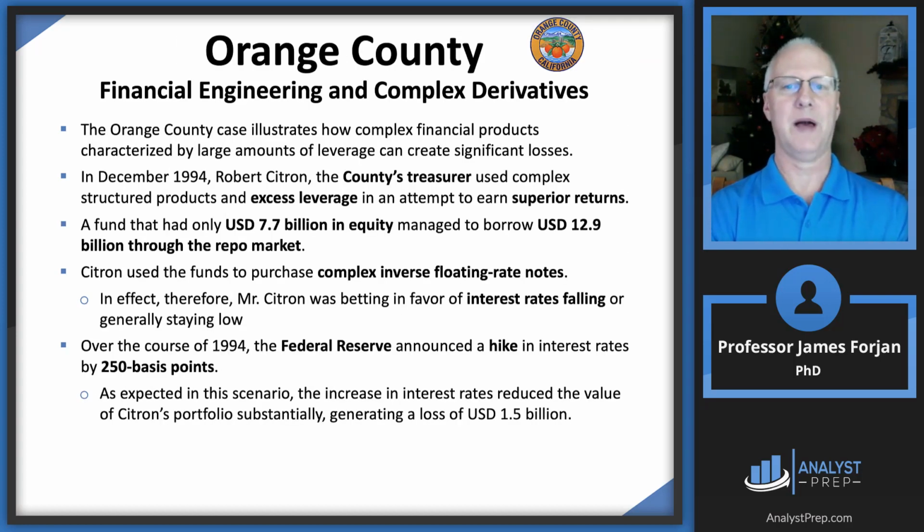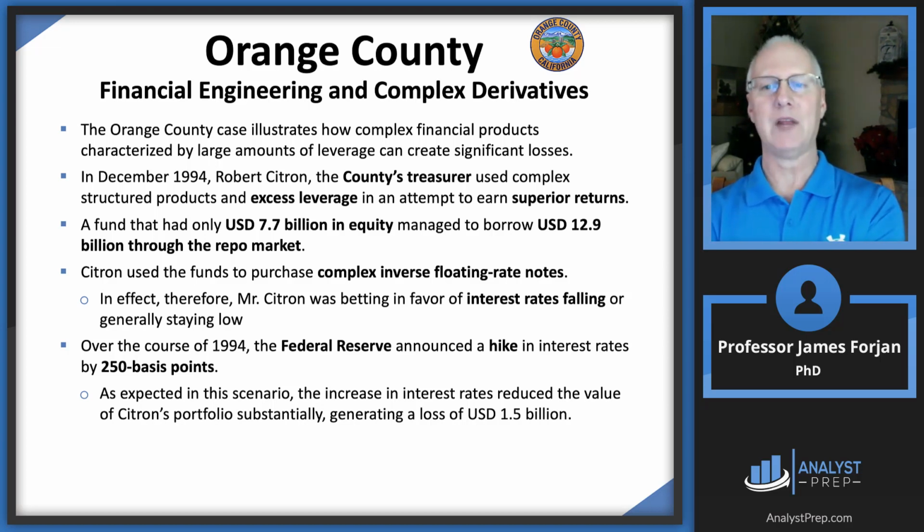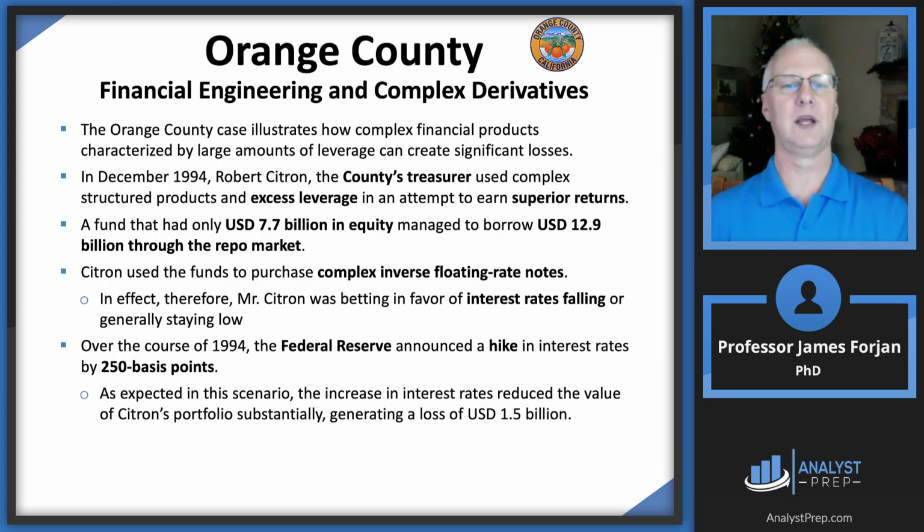All right, how about a municipality? I'm guessing you guys have heard about this at some point in your life. The Orange County case illustrates how complex financial products can ruin a municipality. Now look at this. This fund that was run by the county treasurer, Robert Citron, had about $7 or $8 billion in equity, but this guy managed to borrow about $13 billion using the repo market and complex inverse floating rate notes.